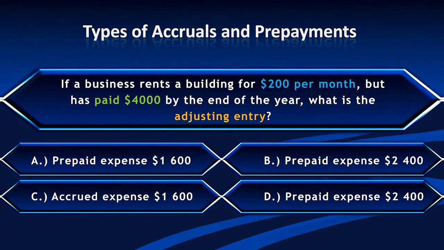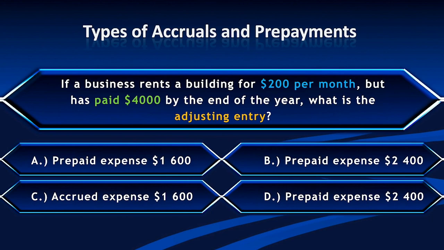If a business rents a building for $200 per month, but has paid $4,000 by the end of the year, what is the adjusting entry? So to find out that, we will have to work out the amount incurred. If the amount incurred for the month is $200, then for the year it will be $200 multiplied by 12, which would give you $2,400. If the amount incurred is $2,400 for the year, but they paid $4,000, that means they paid more, so it would be a prepaid expense.